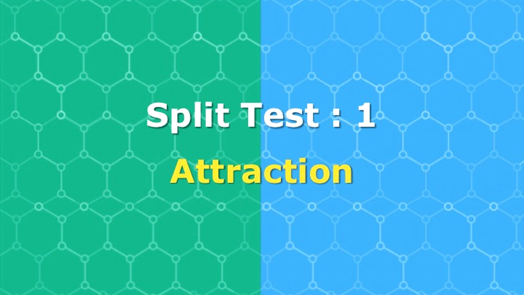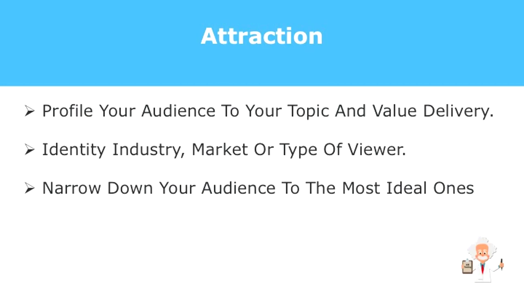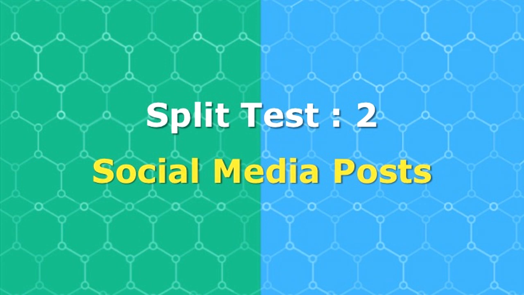The first component of an effective webinar is attraction. This component serves to plan and attract people to your webinar and helps increase conversions. When using the attraction factor, the first thing you should do is profile your audience who suit your topic and value delivery by identifying which industry, market, or type of viewer will benefit from this topic before delivering your content. Using profiling works because it narrows down your audience to the most ideal ones who will benefit from your webinar content.